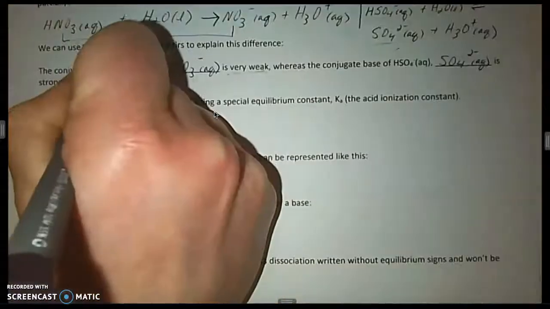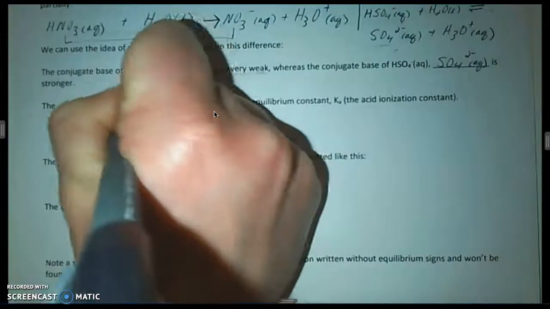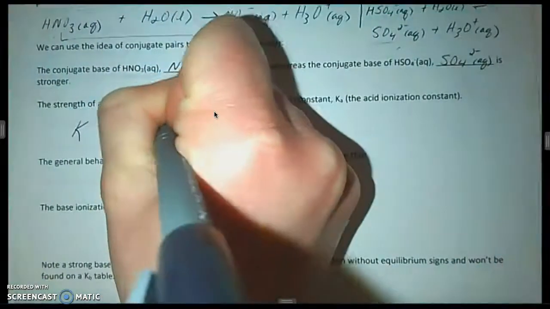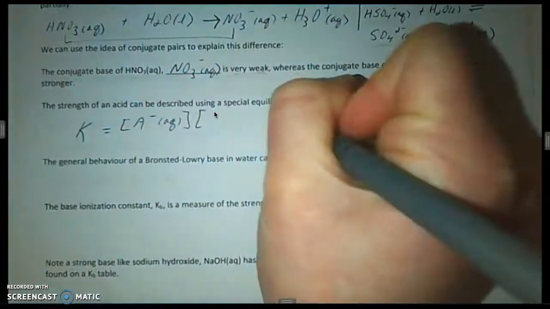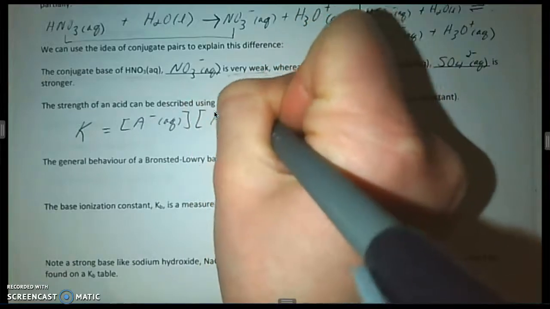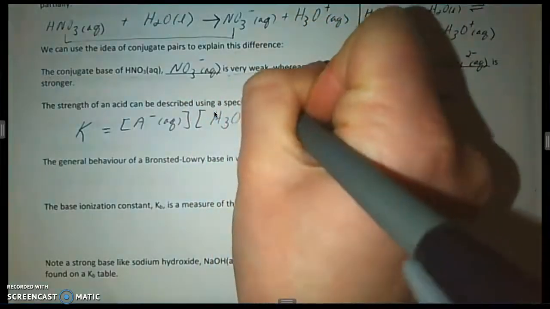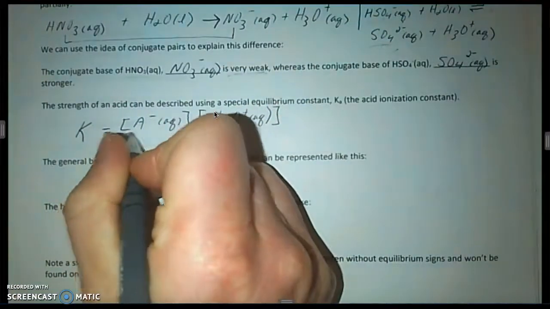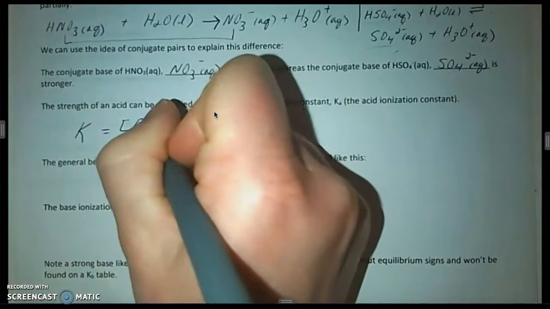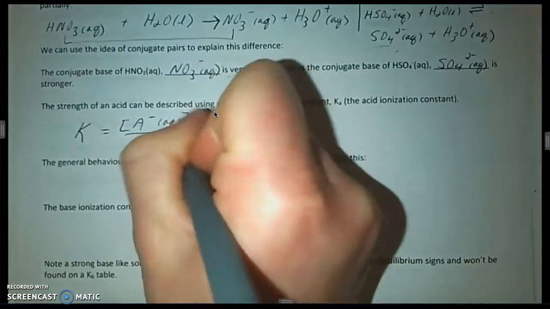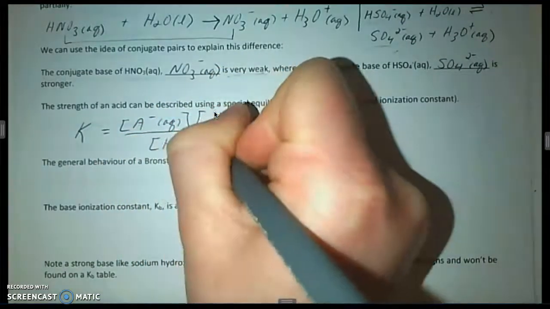expression. So the equilibrium constant would be concentration of A minus times the concentration of hydronium. I could also put H plus right there instead of hydronium, but you'll often see it written like that, remembering that those two things are interchangeable. Then original concentration of the acid on the bottom here.